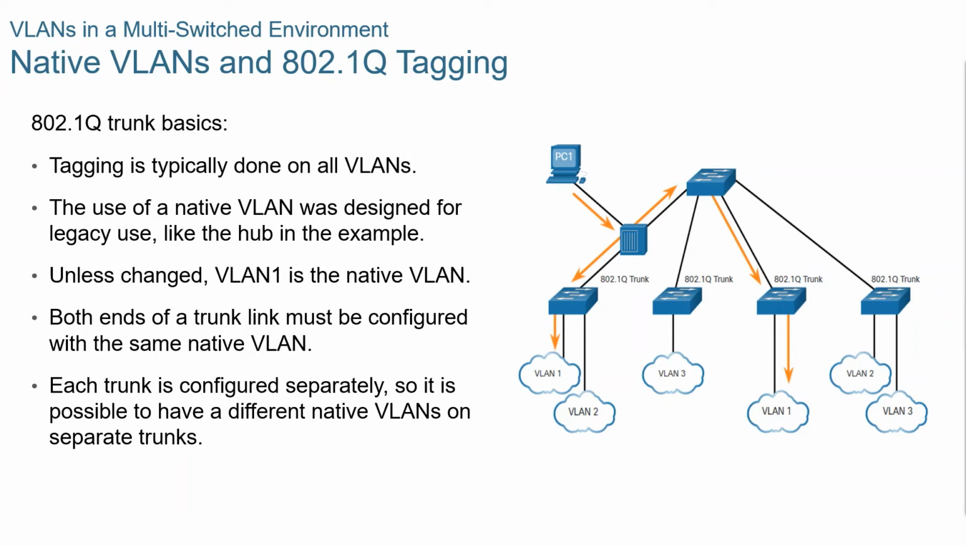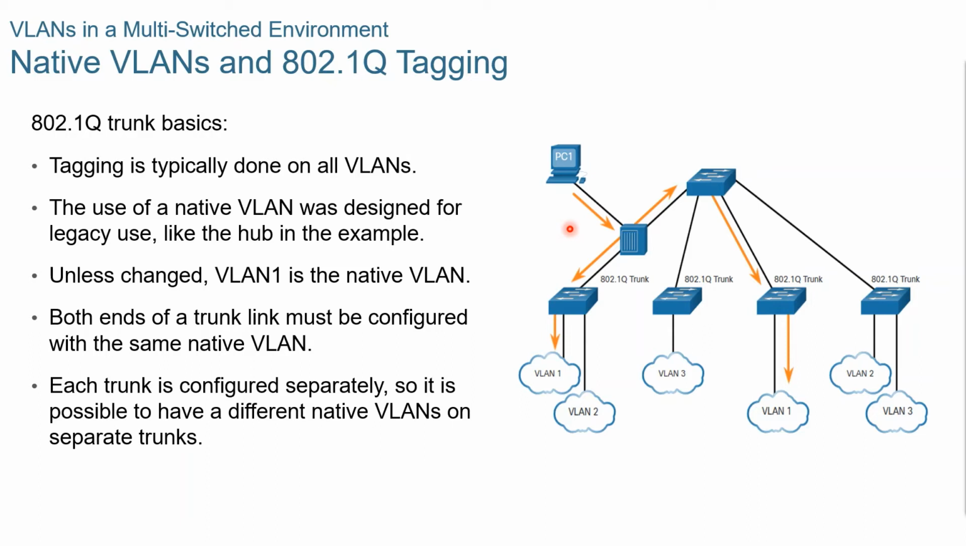Now, in the figure here, PC1 is connected by a hub. Okay, so this is a hub here, to an 802.1q trunk link. So PC1 sends untagged traffic, which the switches associate with the native VLAN configured on the trunk ports and then forward accordingly. Now, tagged traffic on the trunk received by PC1 is dropped.